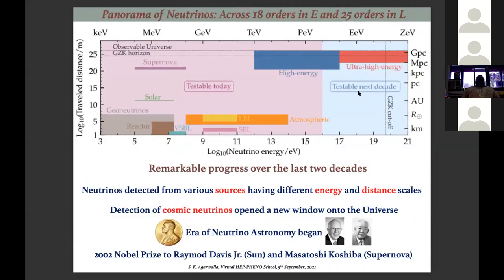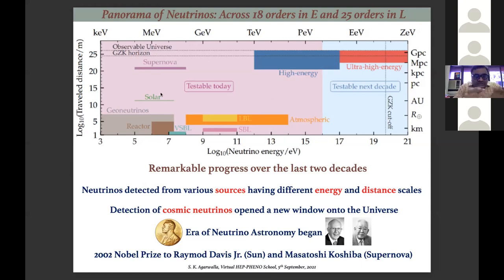So I told you that we have a nice panorama or landscape of neutrinos, where we have roughly 18 orders in energy. Here I'm talking about the energy range where we have detected these neutrinos, and also 25 orders in length scale. So in the top plot, you can see on the x-axis, you have neutrino energy. And on the y-axis, you have the distance traveled by these neutrinos. So can you see that when you think about the distance that neutrinos travel from various sources before they reach you, that distance is in the range from a few kilometers to say gigaparsec, which is close to the GZK horizon, or even at the extreme boundary of our observable universe.